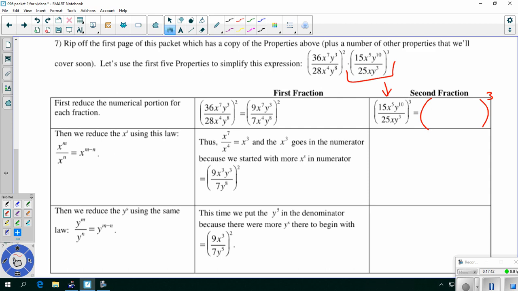Now we're going to reduce the numerical part. That's the 15 over the 25. So what's the greatest common factor of those 2 numbers? It's 5. 5 goes into 15 3 times, and 5 goes into 25 5 times. So we've reduced the numerical part of our fraction. And now we are going to reduce the x's in our fraction. So we're doing this part right here, reduce the x's.